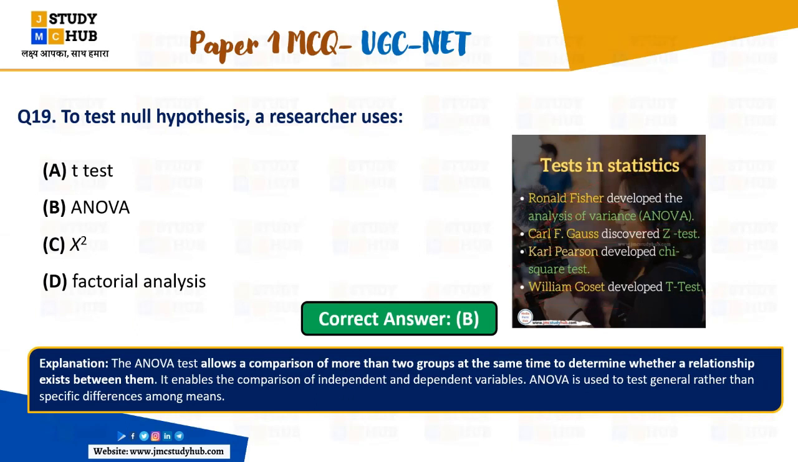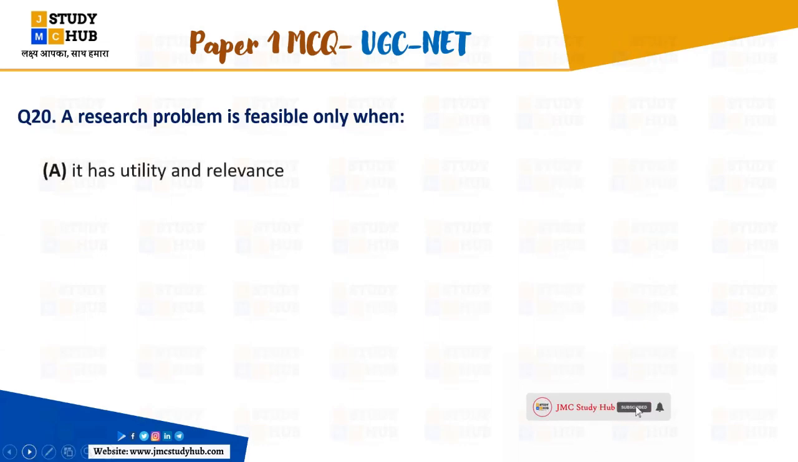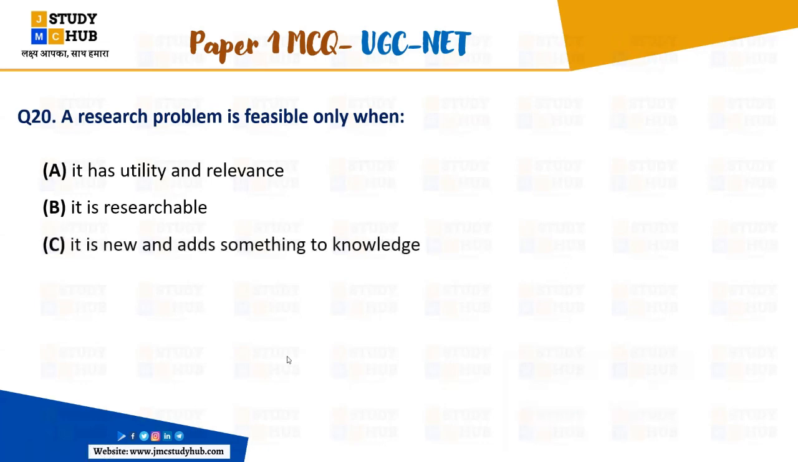चलिए. Very good. Now going to question number 20, it is about when a research problem is feasible. Research problem कब feasible होता है? जब it has utility and relevance, it is researchable, it is new and adds something to knowledge, and here that is D, all of the above. Everybody please answer. A research problem is feasible only when it has utility and relevance, is researchable, is new and adds something to the knowledge, right?